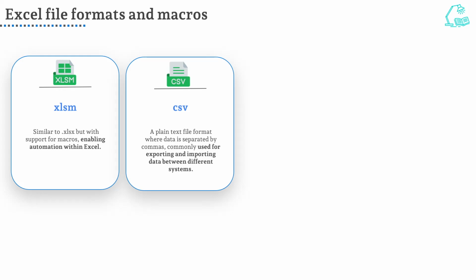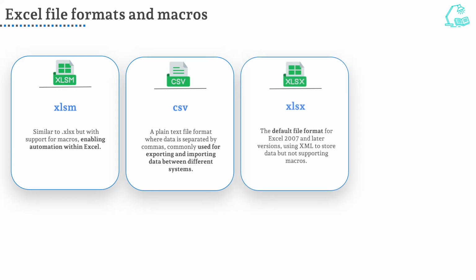The XLSX file format, the default for Excel 2007 and later versions, is widely used for most everyday Excel tasks due to its efficiency and compatibility. It supports a wide range of features like formulas, charts, and data analysis, making it ideal for most professional and personal use cases that don't require automation, because there is no support for macros.